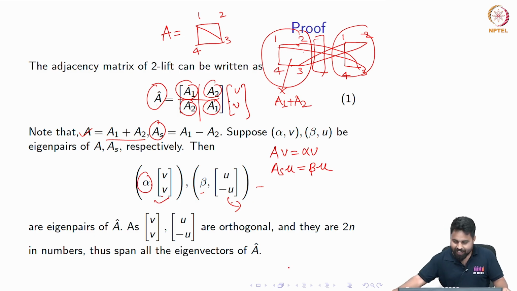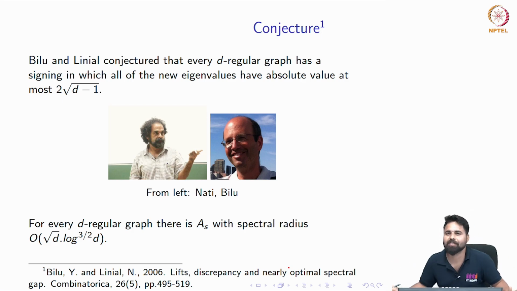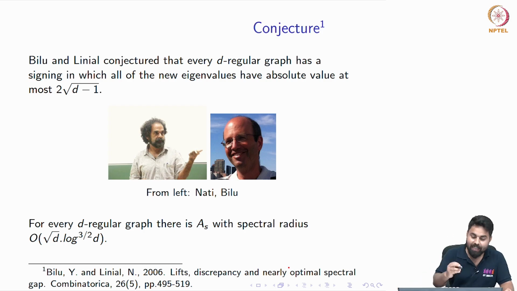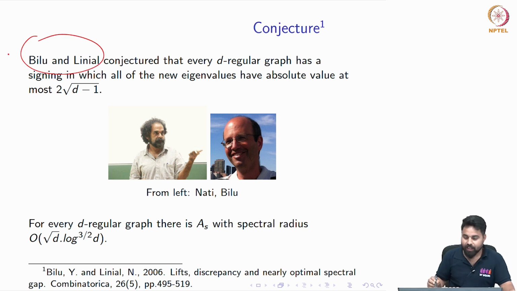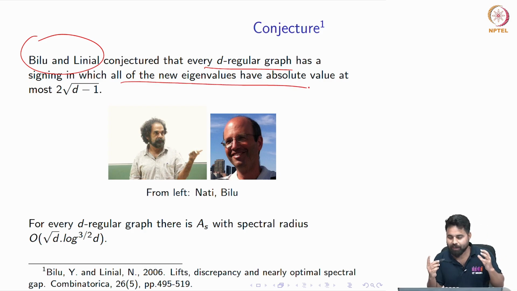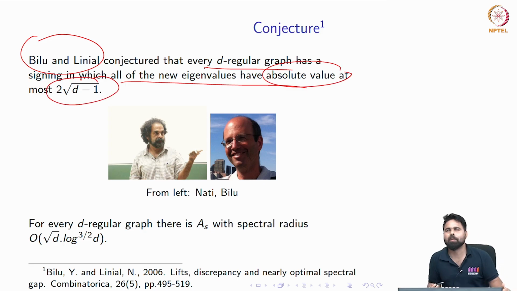Great. Now there is an interesting consequence of this beautiful concept of two-lift. It was conjectured by Bilu and Linial that every d-regular graph, remember we are dealing with d-regular graphs here, has a signing, basically a crossing, in which all of the new eigenvalues, there will be n new eigenvalues, have absolute value at most this. Why is this so significant?